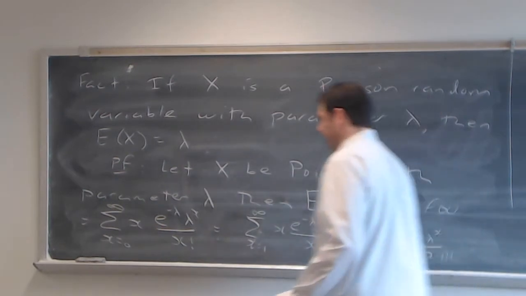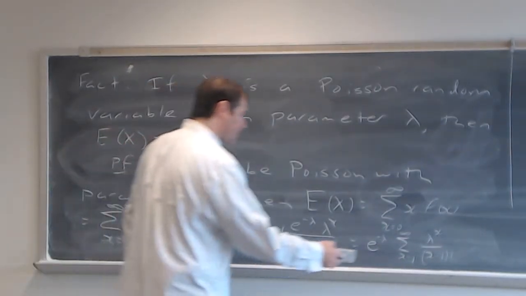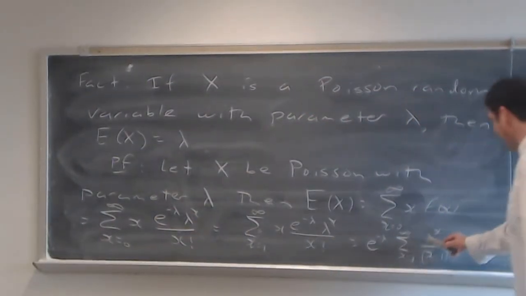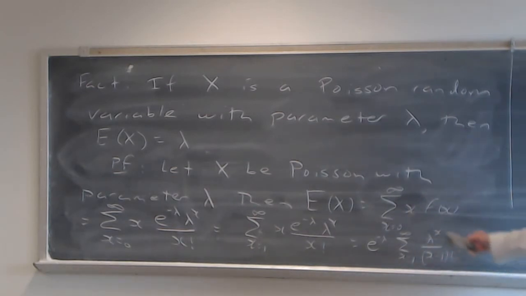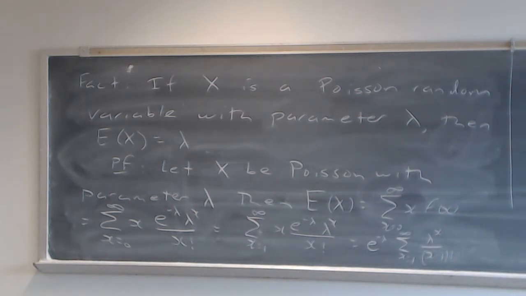Well, we pull out a lambda too. And the reason that I think about pulling out a lambda as well is so that I have lambda raised to the x minus 1, and that will resemble Taylor's representation for the exponential function. So that's what we're going to do.